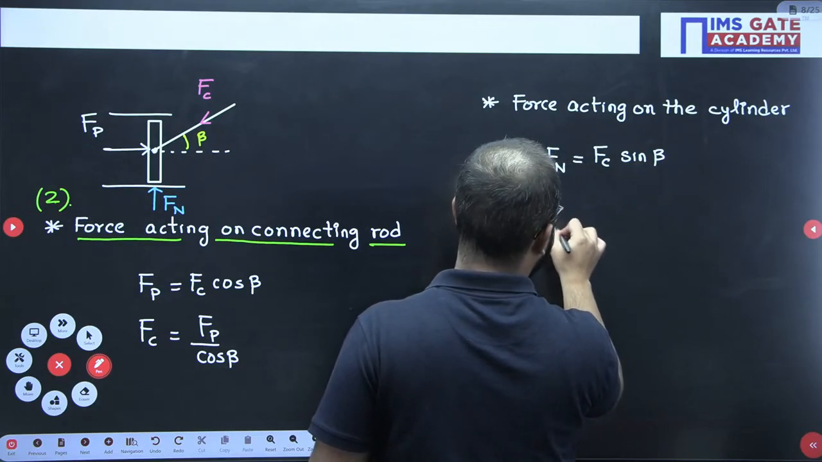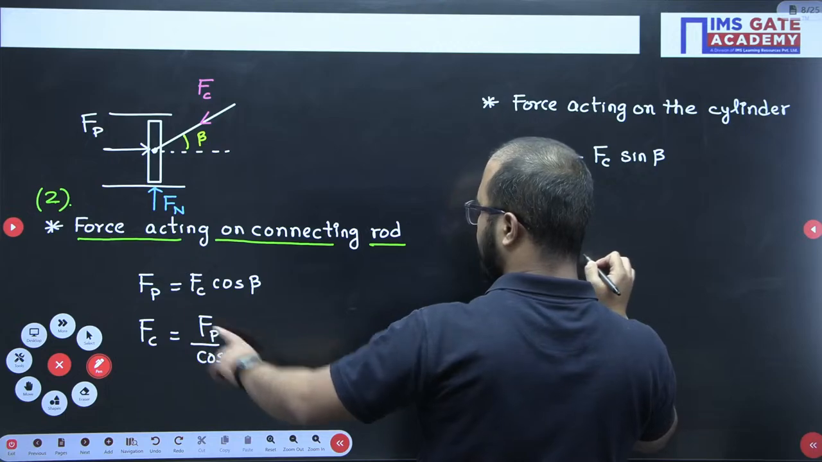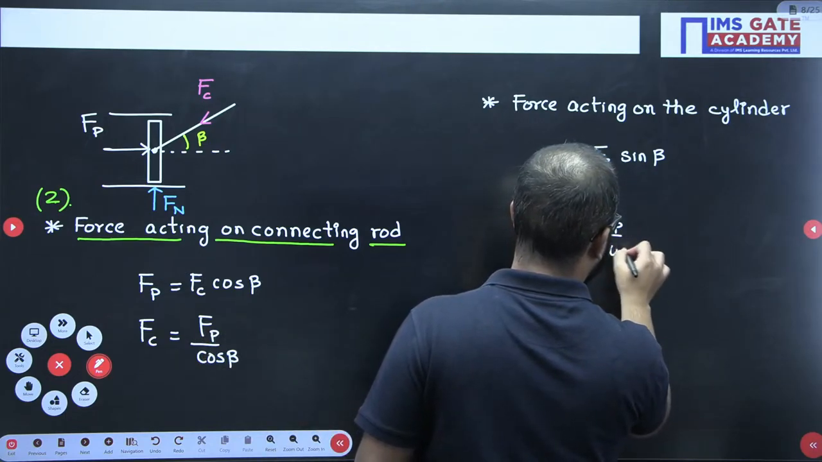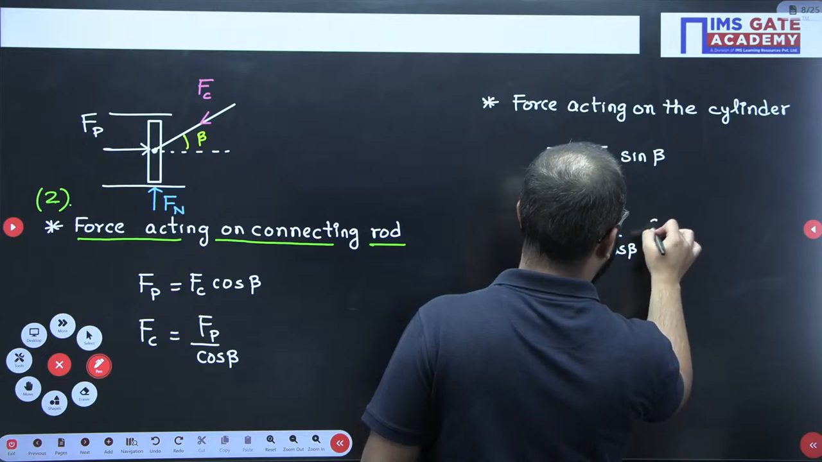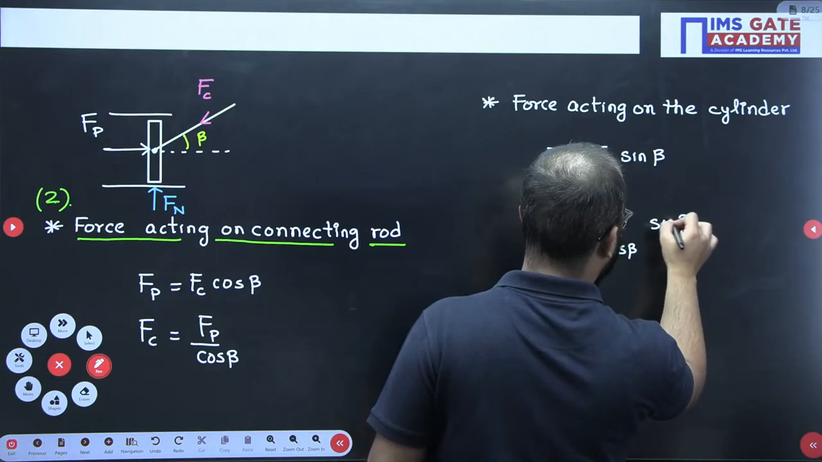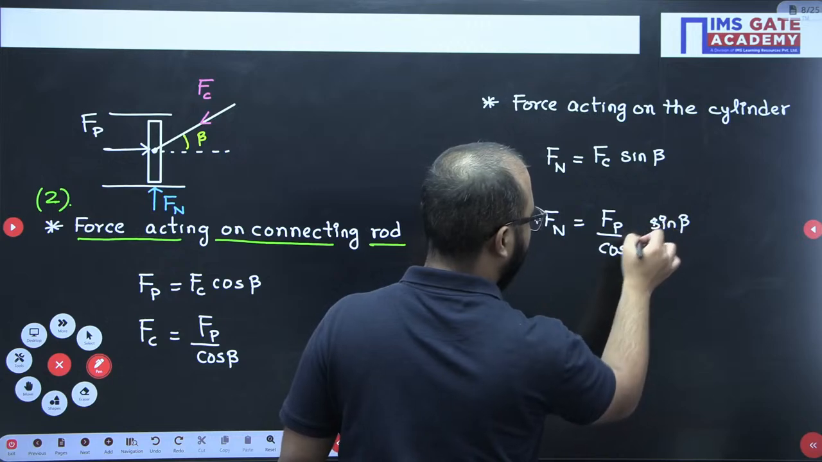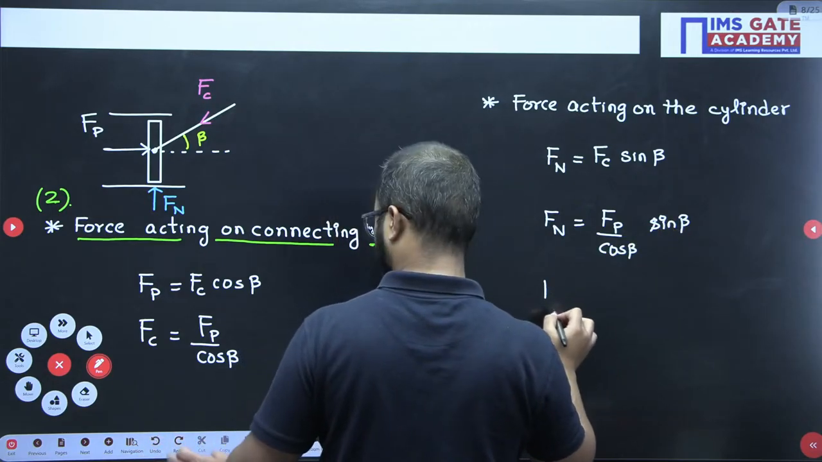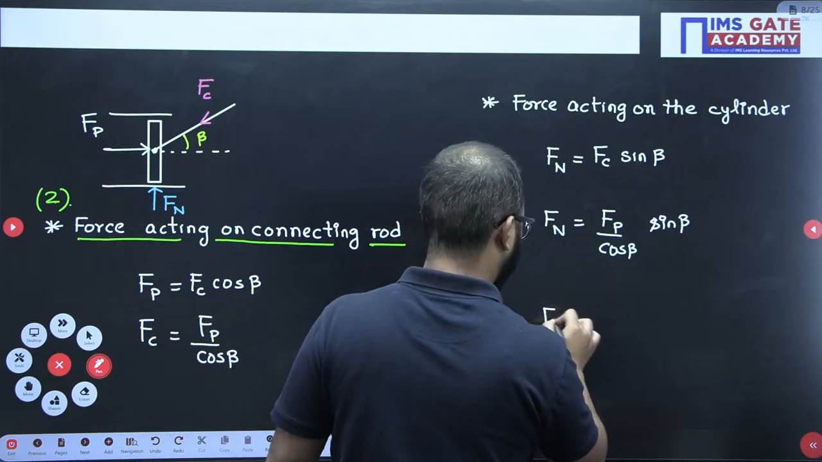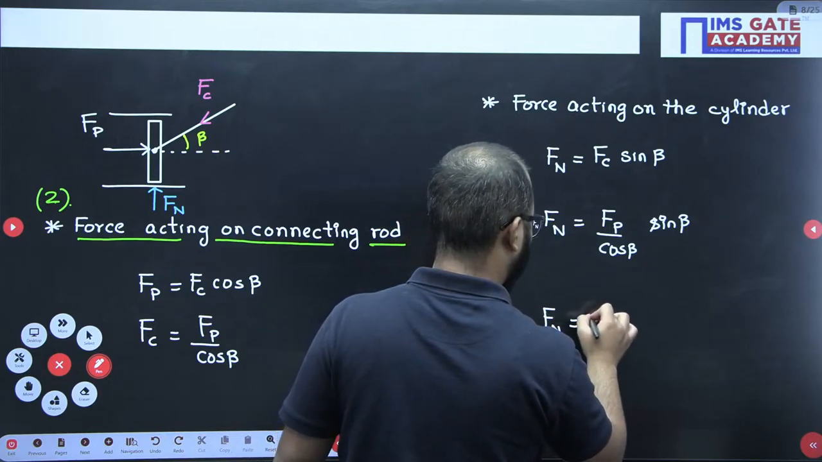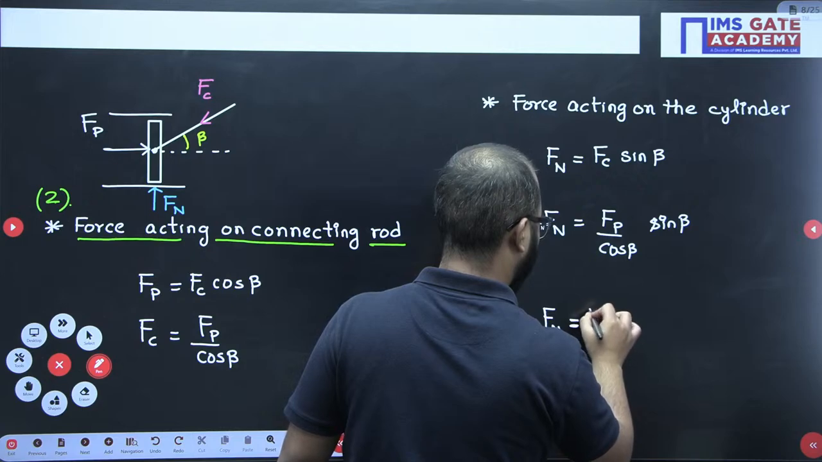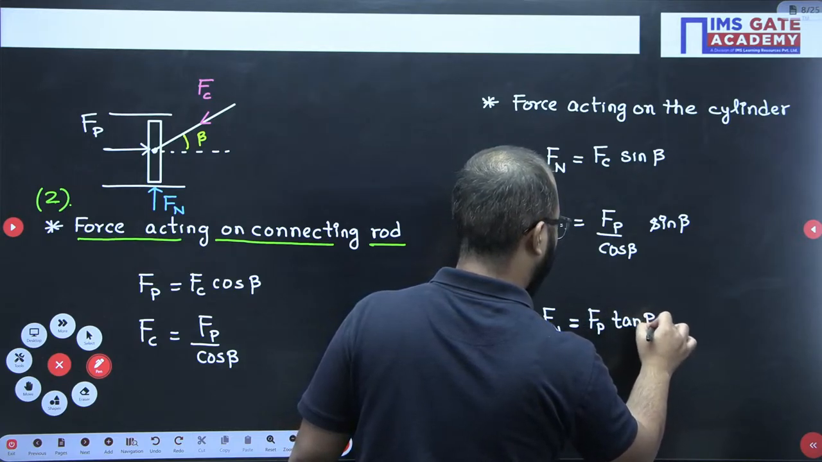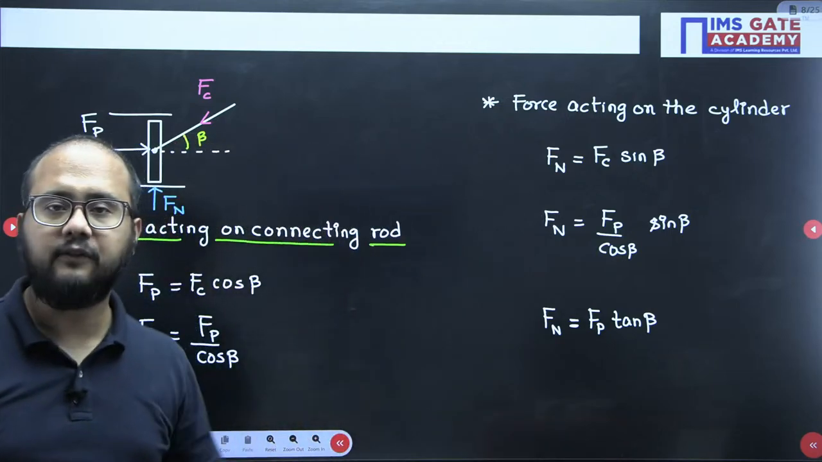And the FC value, everyone knows, is FP divided by cos beta, into sin beta. So ultimately this FN value will be FP tan beta. Right, it will be like this.